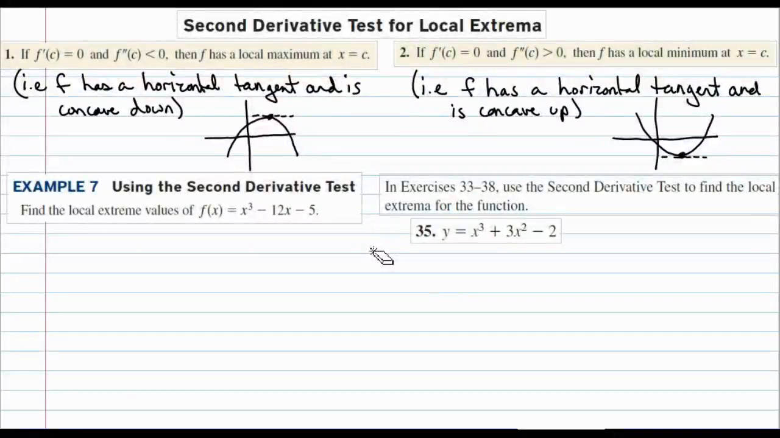This is the screencast for section 4.3, example 7. We're going to learn the second derivative test for local extrema. So you can use the second derivative to tell if the original function has an extrema.